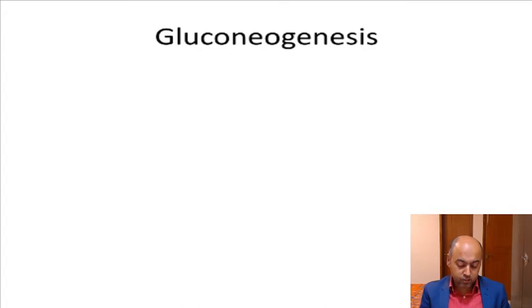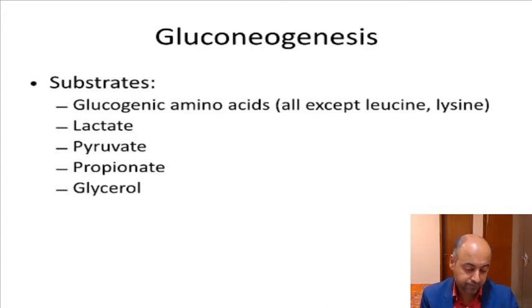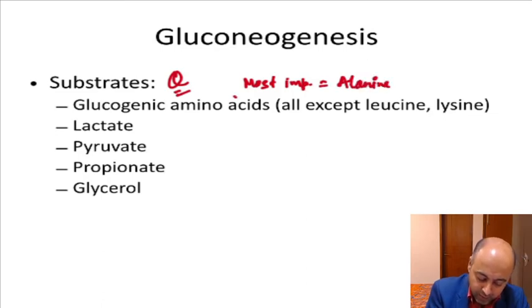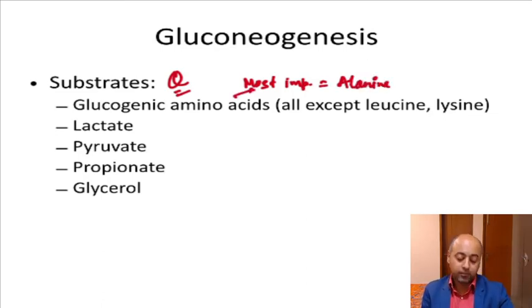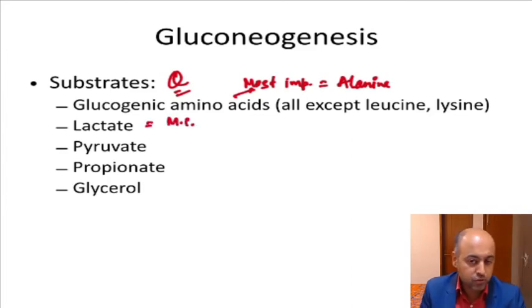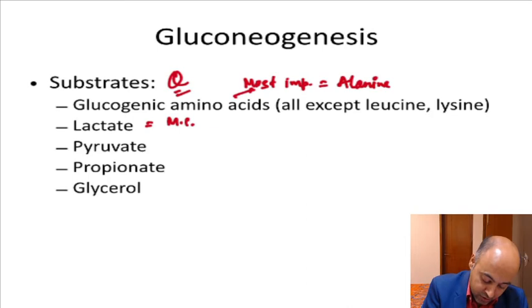Talking about gluconeogenesis, a few things which you should note, which are the substrates. Very common, very important, repeatedly asked. Glucogenic amino acid, lactate, pyruvate, propionate, glycerol. Which is the most important substrate for gluconeogenesis? The answer is alanine. Lactate is the most common substrate or source for gluconeogenesis.